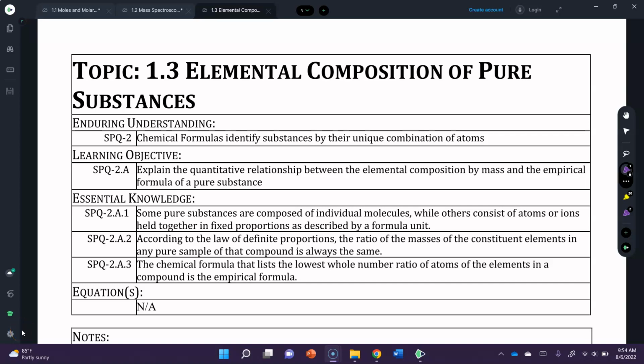Hello everyone, welcome to topic 1.3, elemental composition of pure substances. In this video we are going to address the essential knowledge parts where some pure substances are composed of individual molecules, while others consist of atoms or ions held together in fixed proportions as described by a formula unit.